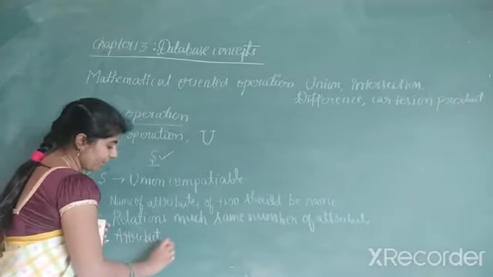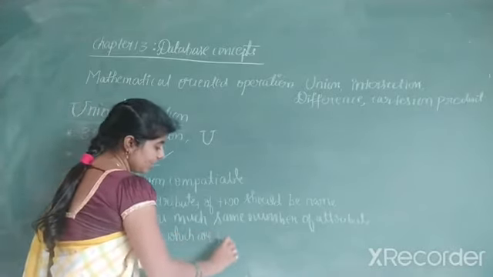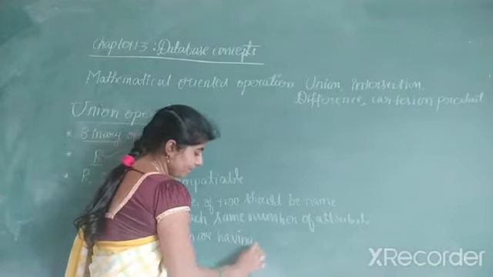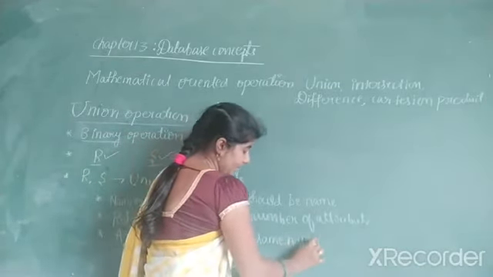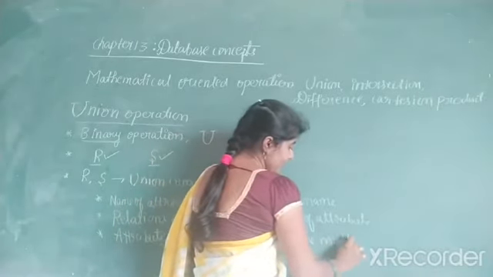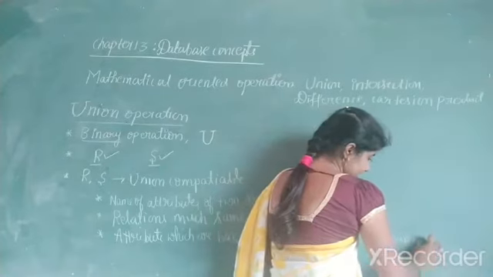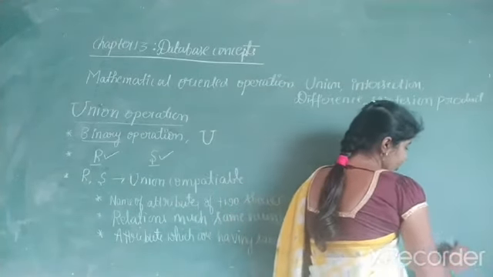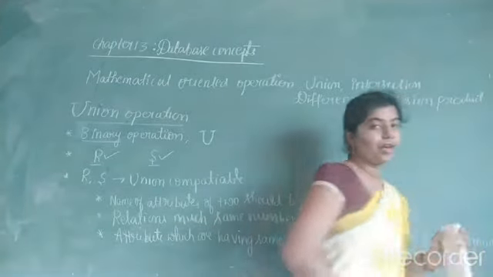the attributes which are having the same name must have the same set of domains. So domain is nothing but the set of values for an attribute.